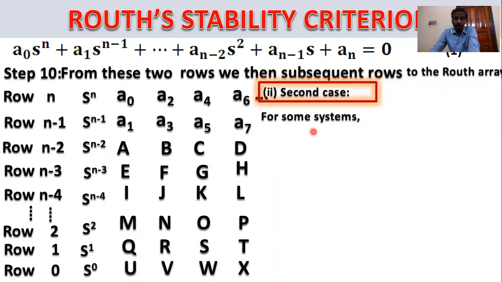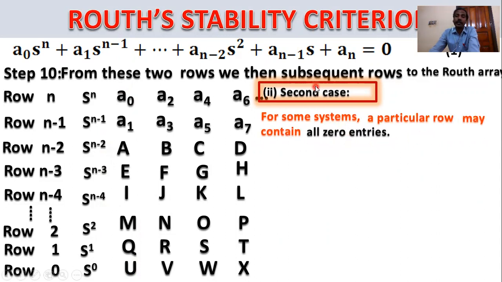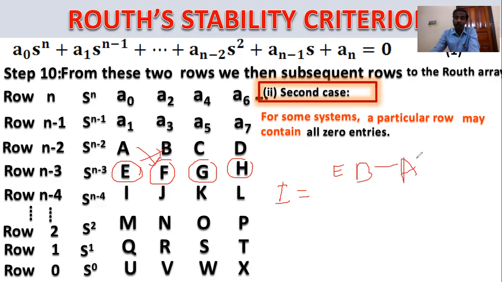The second case: sometimes a particular row may contain all zero entries. This is also very important. Suppose this value is zero, this value zero, this value zero, this value zero. Again, for the I calculation, E times B minus A times F divided by E, but E equals zero. So this is undefined. That is case number two, and similarly for J, K, L.